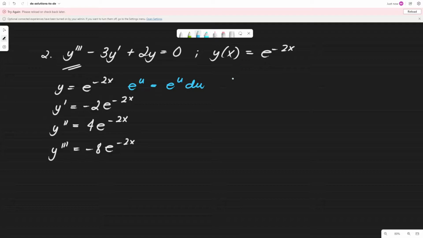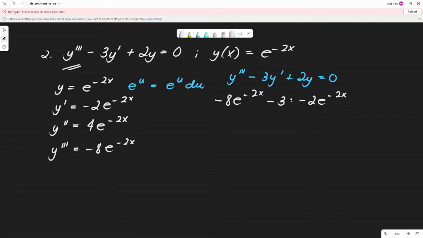No, rewrite ko lang yung given. We have here y triple prime minus 3y prime plus 2y is equal to 0. So we have negative 8 e raised to negative 2x minus 3 times what is y prime? That is negative 2 e raised to negative 2x. Pwede nyo naman lagyan ng parenthesis kung nalilito kayo. Then plus, we have 2 times y. What is y? e raised to negative 2x is equal to 0.